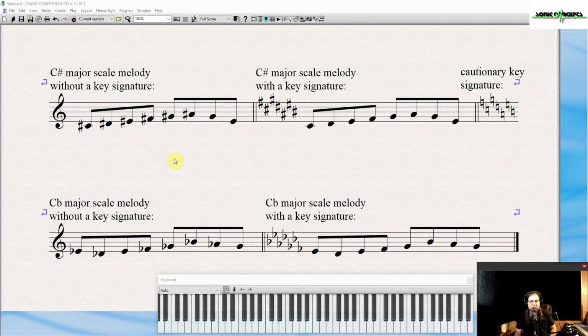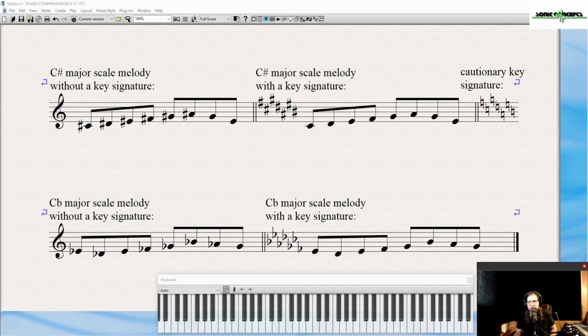Take a look at this example. Notice here's a melody created from the C-sharp major scale, but it doesn't have a key signature. And now notice here's the same C-sharp major scale melody with a key signature. Notice how much cleaner it looks. In a similar fashion, here's a C-flat major scale melody without a key signature, and then a C-flat major scale melody with a key signature. Again, notice how much cleaner it looks.